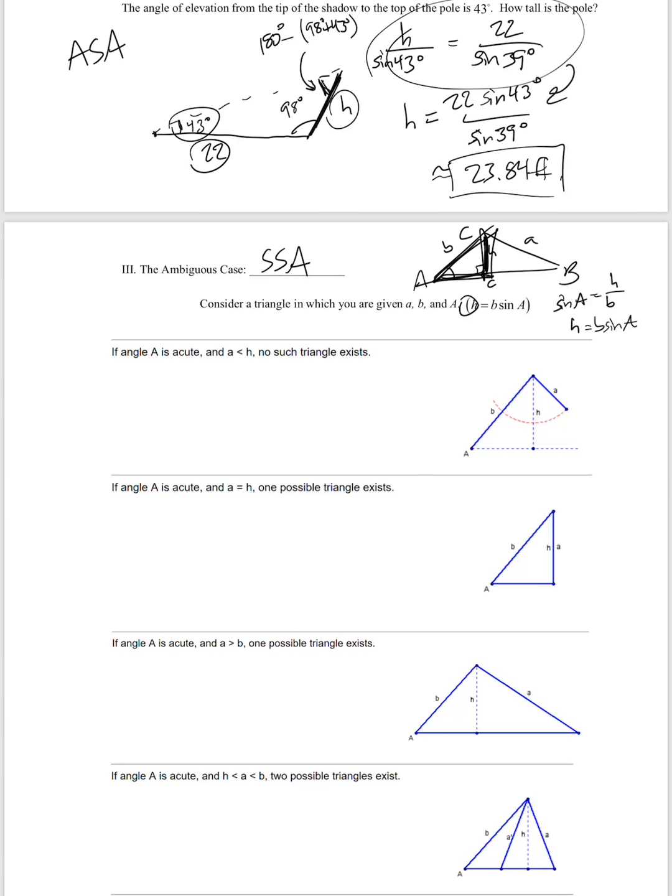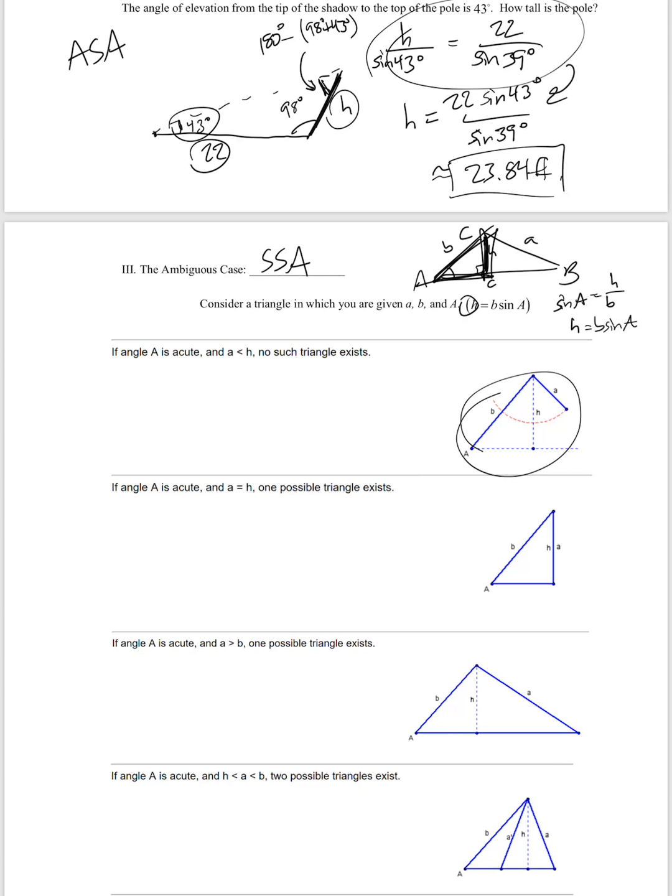But do understand what this means and why we're looking at this. This is called the ambiguous case for a reason, because there's always possibilities of the triangle given this information. So if A is less than H and angle A is acute, then just looking at this picture here, there's no possible way to form a triangle.